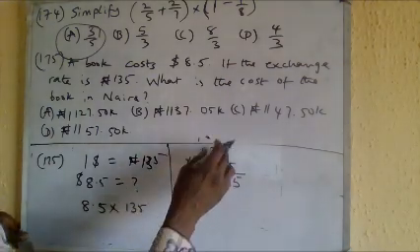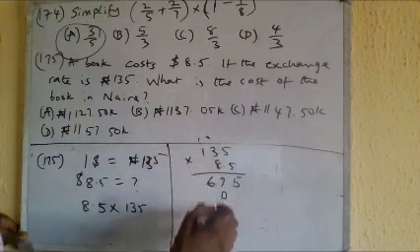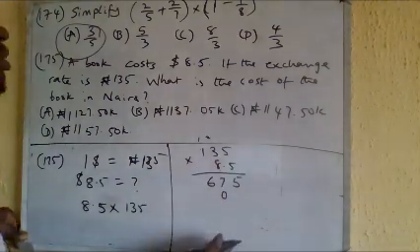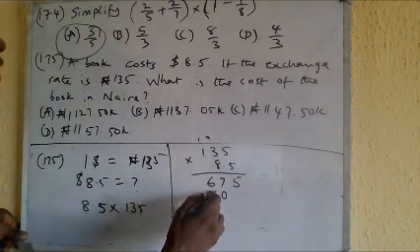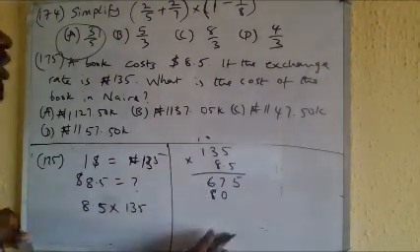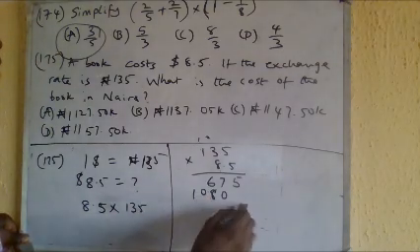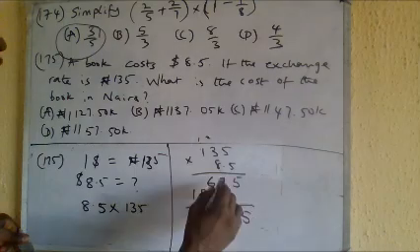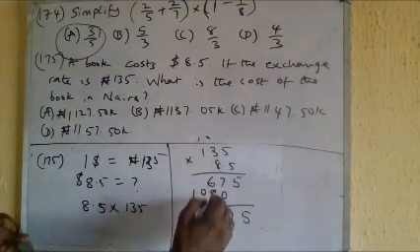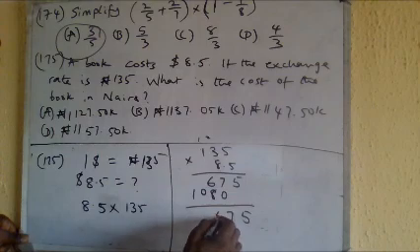8 times 5 is 40, carry 4. 8 times 3 is 24, plus 4, 28. 8 times 1 is 8, plus 2, 10. Okay, so I'll add up. I have 5, I have 7, this plus this, I should have 14 and 1.